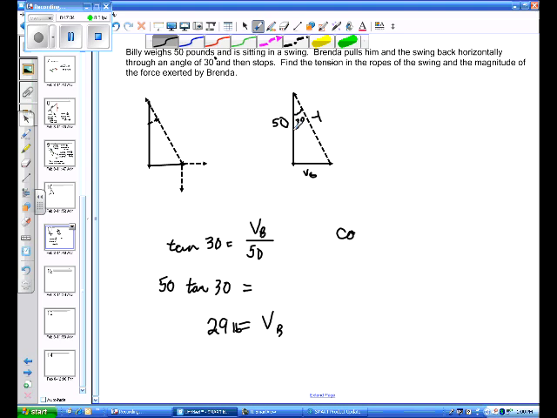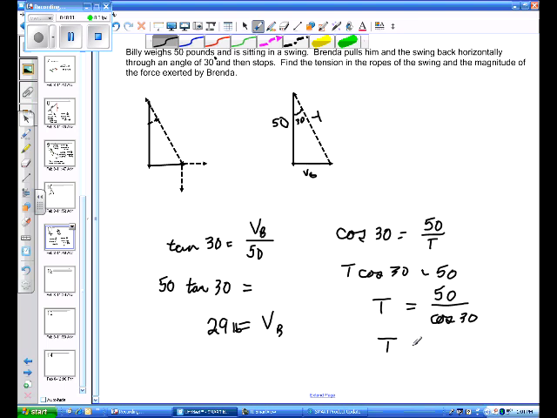Now, here we know the adjacent. We're looking for the hypotenuse, so that would be the cosine of 30 is equal to the adjacent over the hypotenuse, doing our cross product. So the tension in the rope is equal to 50 divided by the cosine of 30. Which would be 58 pounds of pressure.